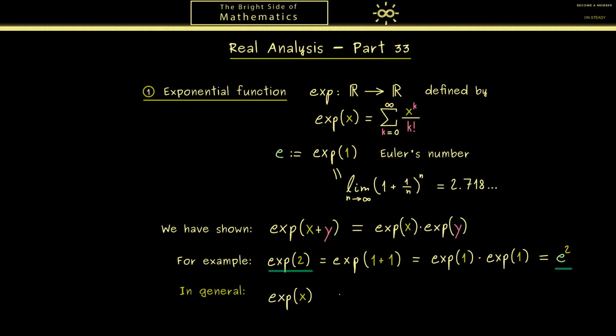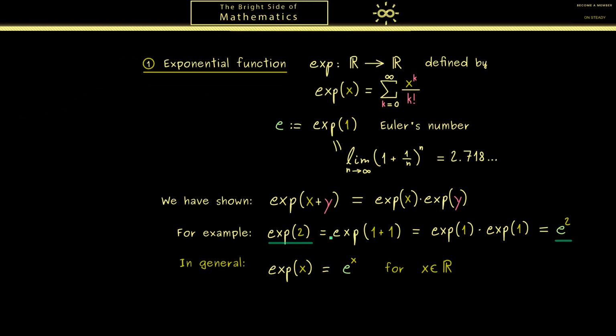And indeed we can show that in general the exponential function exp of x is exactly Euler's number to the power x. Therefore the name makes sense because we can rewrite the function such that we have the exponent here. And of course we can show even more properties of this important function here.